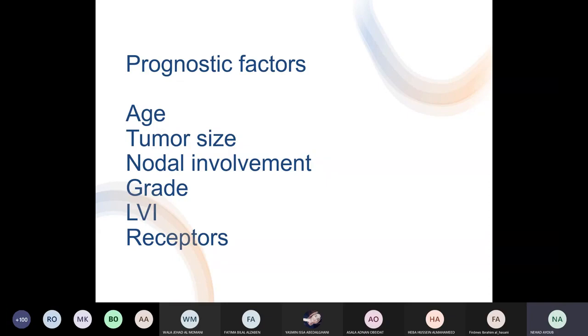The final and very important thing is receptors. We said that we look at 3 different receptors when you talk about breast cancer. These are very important: 2 hormonal receptors, estrogen receptor and progesterone receptor, and 1 tyrosine kinase receptor, which is HER2.